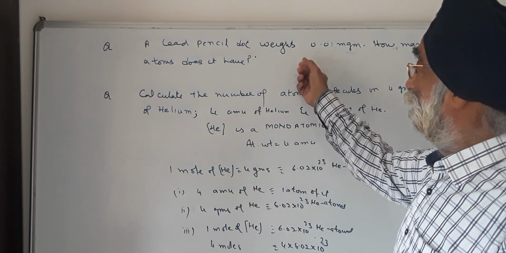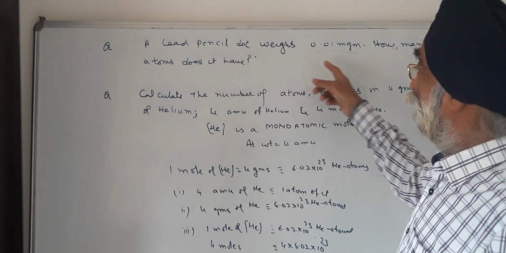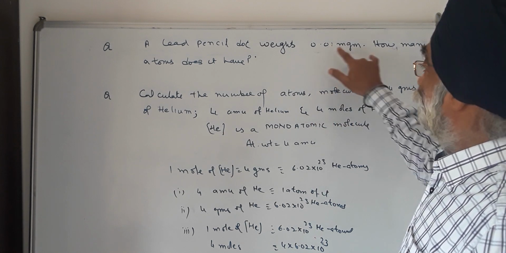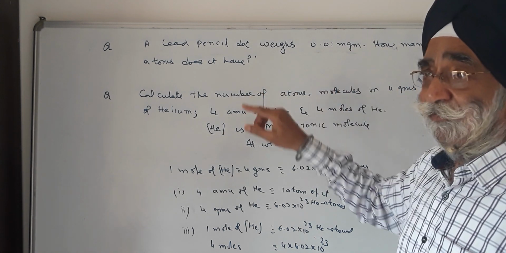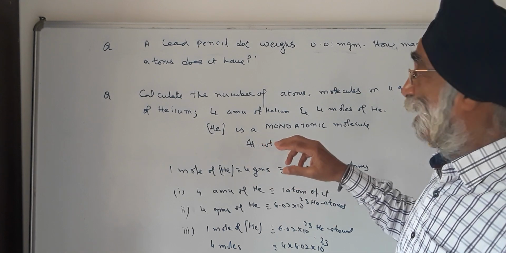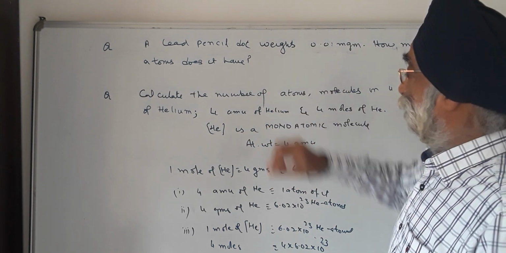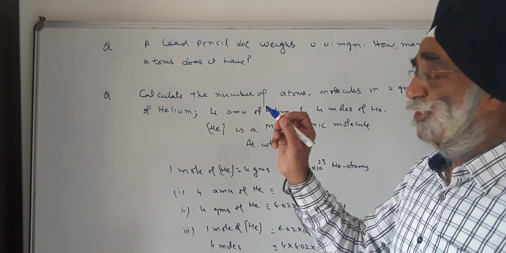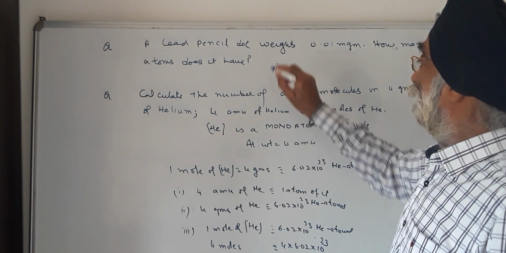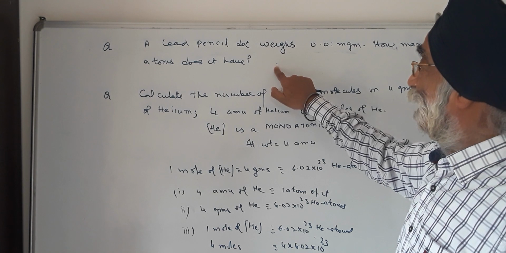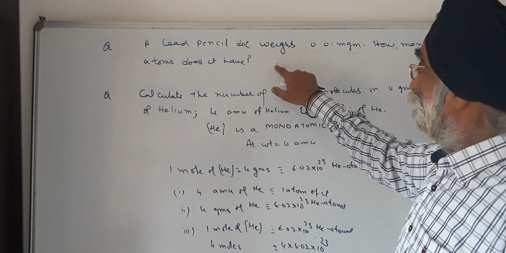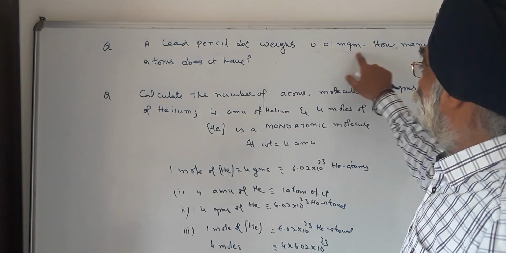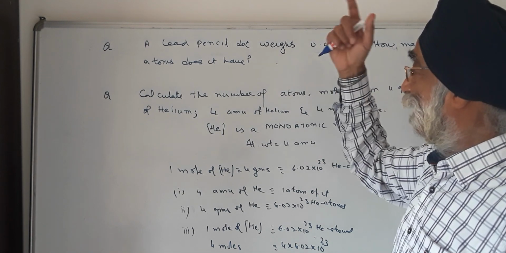Now, this question. A lead pencil dot weighs 0.01 milligram. How many atoms does it have? I explained the meaning of it all. Suppose it is a lead pencil which we use with an eraser and mark it. This is a dot. This statement says this lead pencil dot weighs 0.01 milligram. How many atoms does it have?